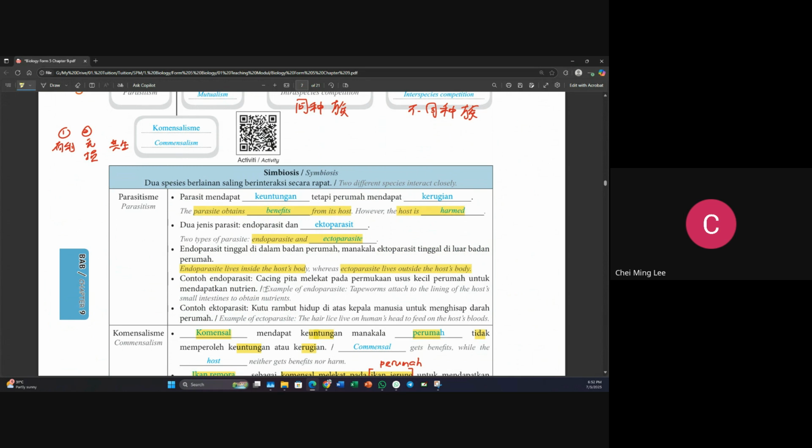An example of endoparasite is the tapeworm, which attaches to the lining of the host's small intestine to get nutrients. An example of ectoparasite is the head louse, which lives on a human's head to feed on the host's blood. Sometimes lice will also live on your pet, like dogs.